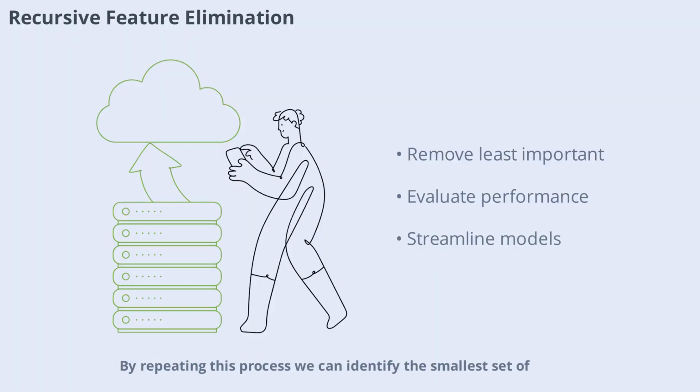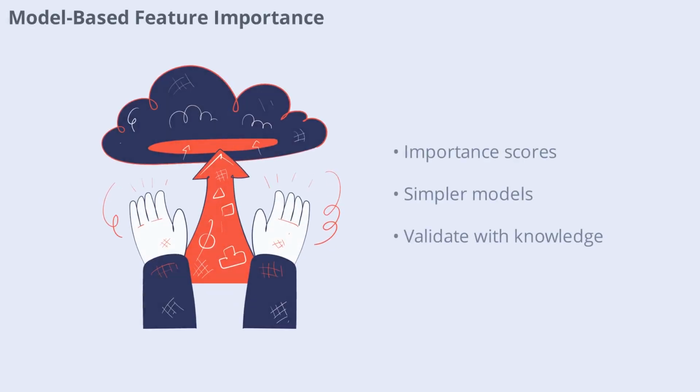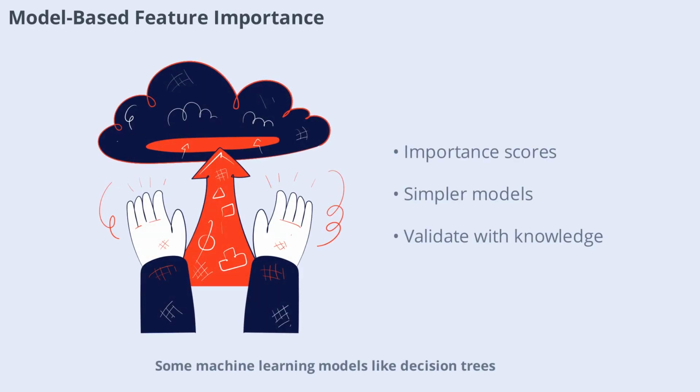By repeating this process, we can identify the smallest set of features that still provides strong predictive power. This method helps streamline models and avoid overfitting. Some machine learning models, like decision trees, can provide importance scores for each feature. These scores indicate how much each variable contributes to the model's predictions. By focusing on the most important features, we can build simpler and more effective models.